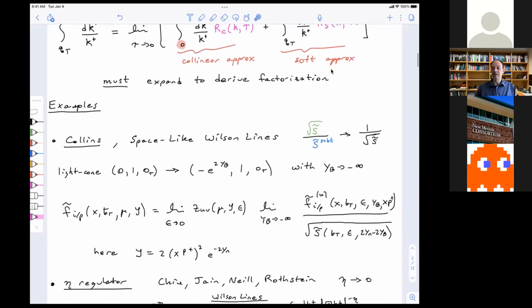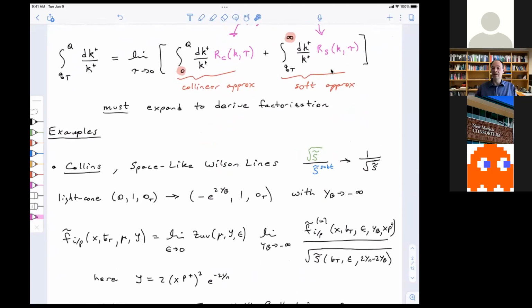So let me give you a couple of examples. The first example is perhaps the best well-known example of TMDs, and that's Collins' definition of the TMDs. In this definition, what you do to regulate the singularities is you take all those Wilson lines that we had, and remember that they were traveling back along the light cone. You take those Wilson lines and you tilt them off the light cone in a space-like direction.